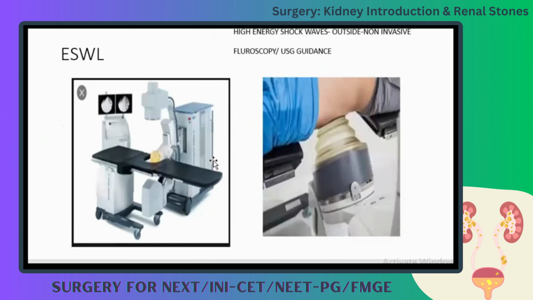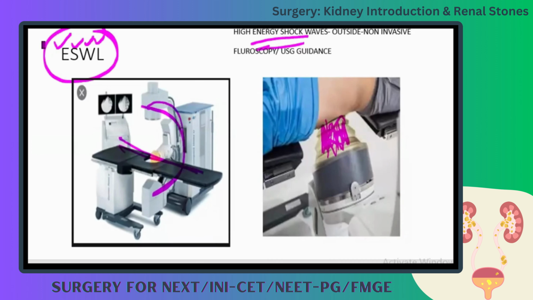So this is ESWL. The patient lies down on this machine. This is the C-arm to localize the stone, and you hit the stone from here, with high energy shock waves. So this is known as extracorporeal shock wave lithotripsy. The name itself is telling: extracorporeal shock wave lithotripsy. Okay.